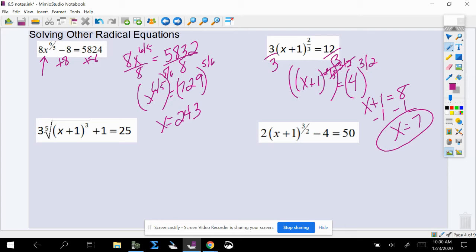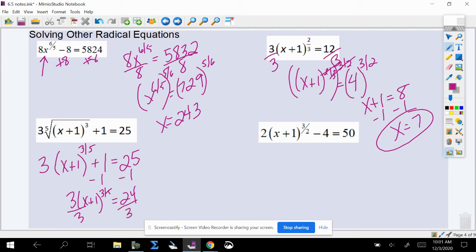So the next one has a radical and a power. When you have something like this, the first thing you want to do is rewrite that all to a fractional exponent. It's currently to the 3rd power and the 5th root, so that's the 3/5 power. Just like in previous sections, if you rewrite it with fractional exponents, you're able to do more with it. So now we're going to subtract 1. So we have 3 times x plus 1 to the 3/5 equals 24. Then we're going to divide by 3. So we get x plus 1 to the 3/5 equals 8.